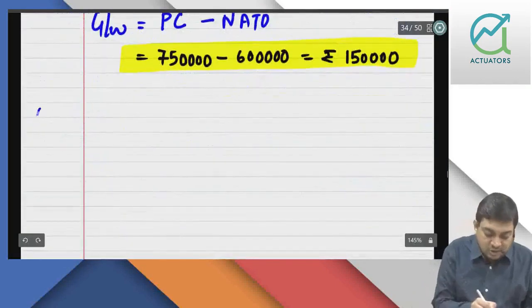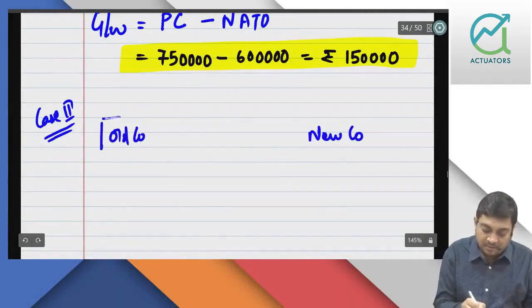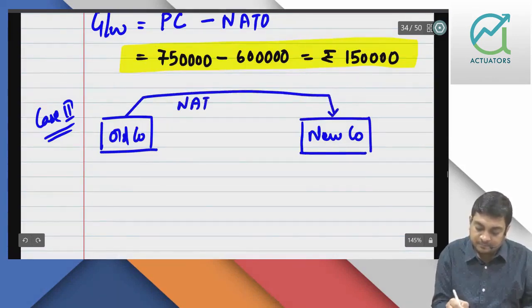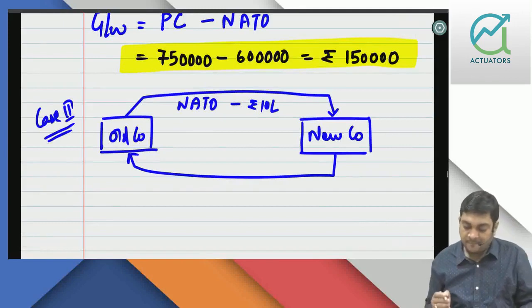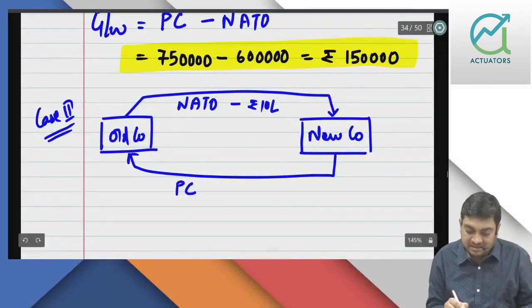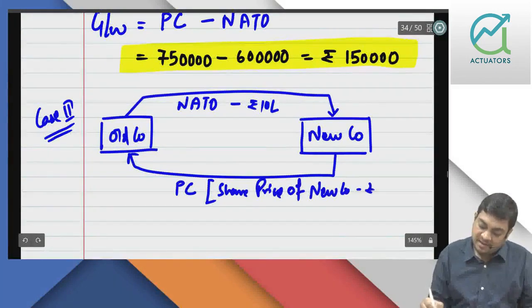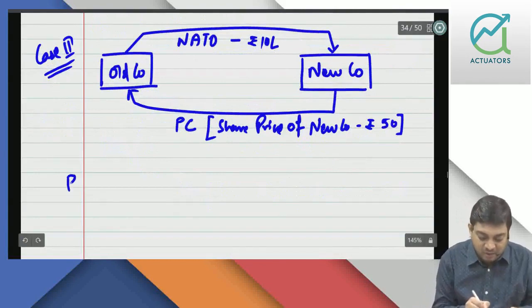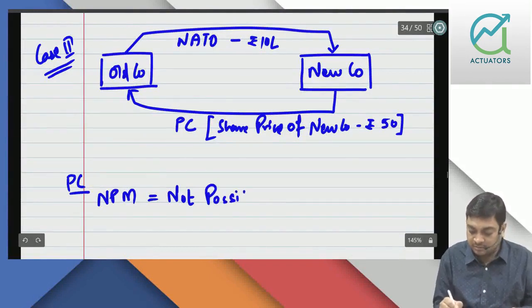Right? Let us do case 2. Old company, new company. NATO is 10 lakh. The share price of new company is 50. Now, if I have to calculate PC by net payment method, not possible.